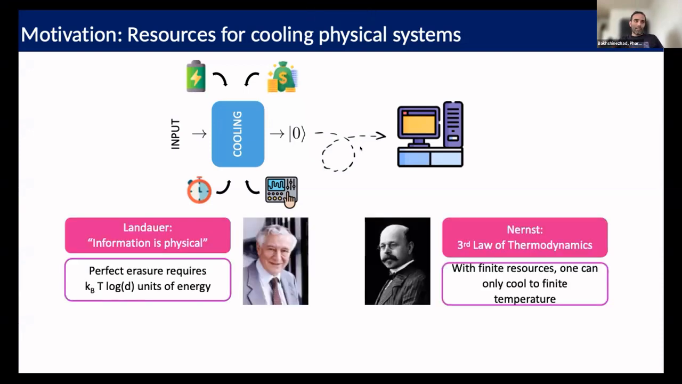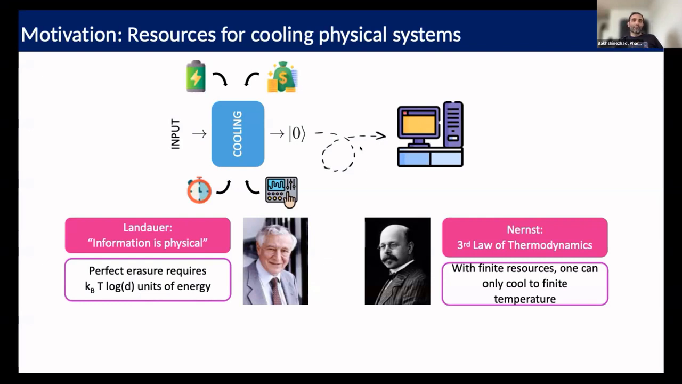To answer this question, maybe we can use these two principles. The first one, the statement from Landauer, says information is physical, and when you want to erase information or purify the state, they are equivalent, then you need to spend at least kT log d energy for qubit systems, and most protocols spend more than this. Based on this, you can cool to the ground state with finite energy.